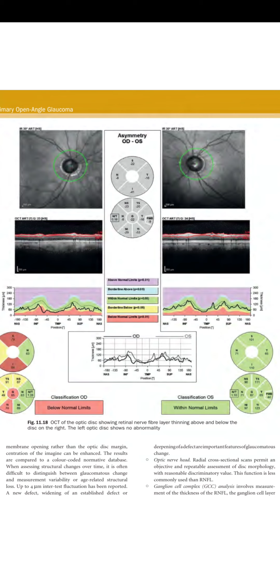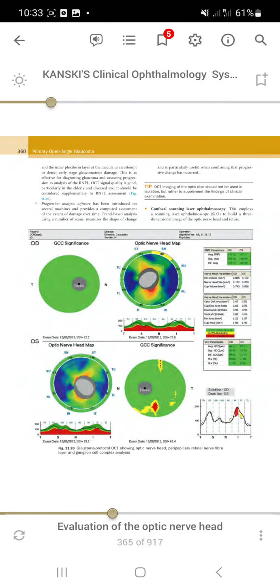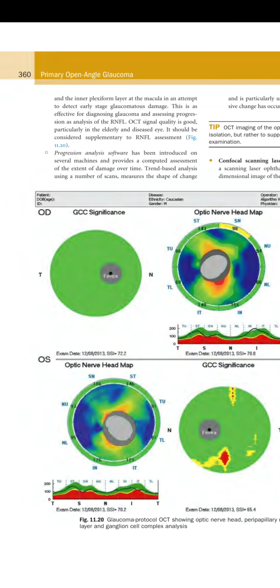Optic nerve head radial cross-sectional scan permits an objective and repeatable assessment of disc morphology with reasonable discriminatory values. This function is less commonly used than RNFL. Ganglion cell complex analysis involves a measurement of the thickness of the RNFL, the ganglion cell layer, and the inner plexiform layer at the macula in an attempt to detect early glaucomatous damage. This is as effective for diagnosing glaucoma and assessing progression as analysis of the RNFL. OCT signal quality is good, particularly in elderly and diseased eyes. It should be considered supplementary to RNFL assessment.